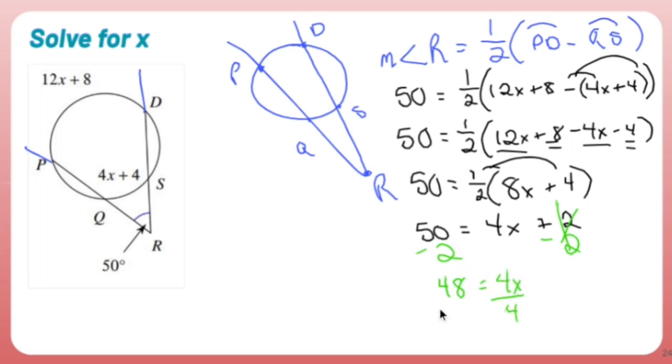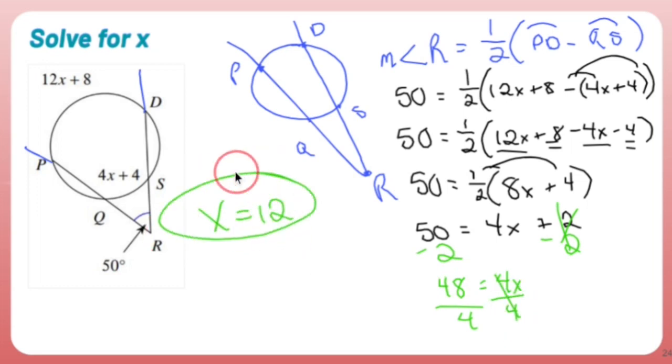Divide both sides by 4. Divide both sides by 4. Let's write it up here. X equals 12. All right, so secants cross to make an angle. Going to take half of the difference of the two arcs that are created. Okay, make sure it's positive. The end.